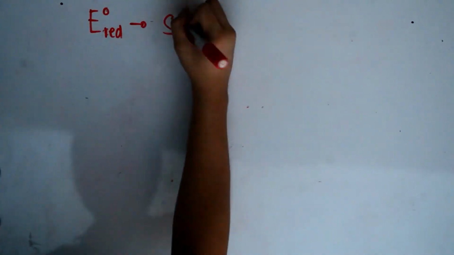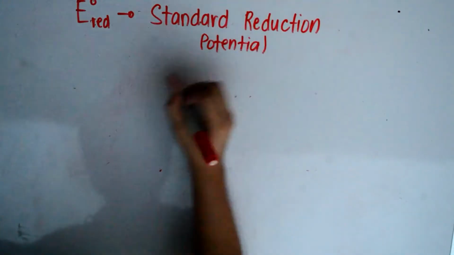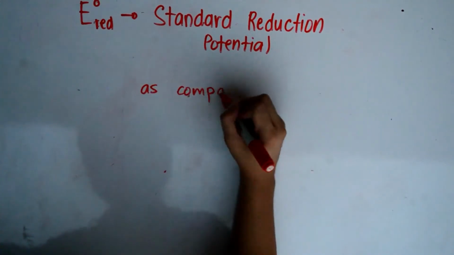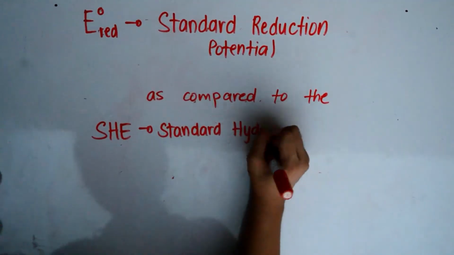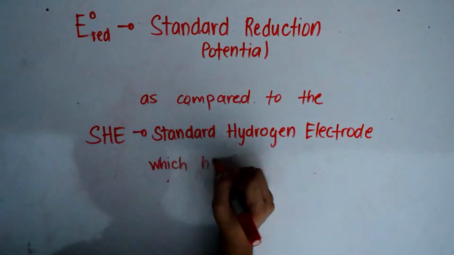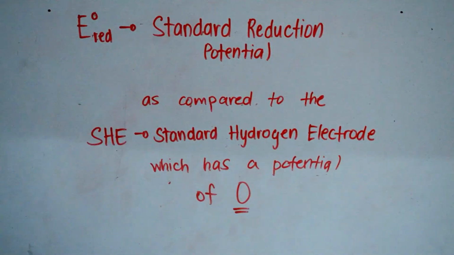Now that we're familiar with the electrochemical cells and the mechanisms that make it run, we're going to discuss the maximum voltage one can produce in standard conditions. We first introduce the E0 red. It's also known as the standard reduction potential. The standard reduction potential is a value that you compare to the SHE. The SHE is the standard hydrogen electrode which has a potential of 0, making all comparisons to such absolute.